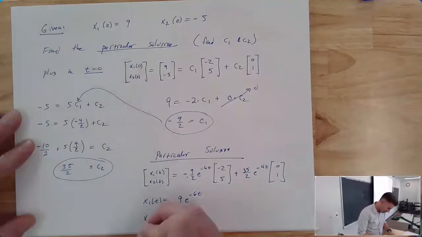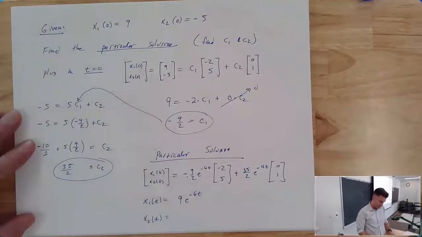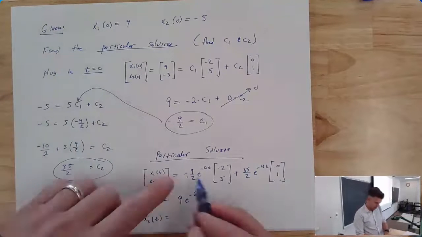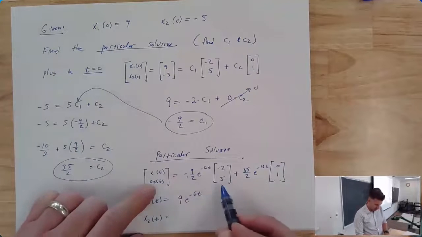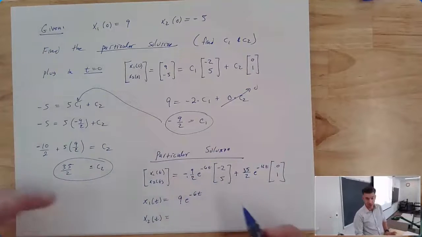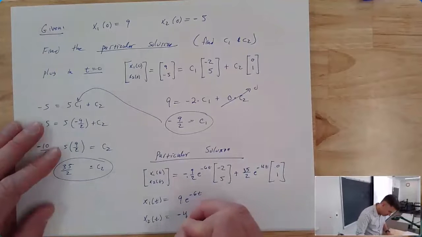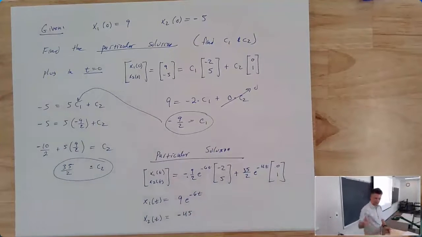And then x2 of t, same idea. We're just taking the bottom row. So the bottom entry is going to be -9/2 times 5, which is -45/2. I think it's allowed. Let me check one second.